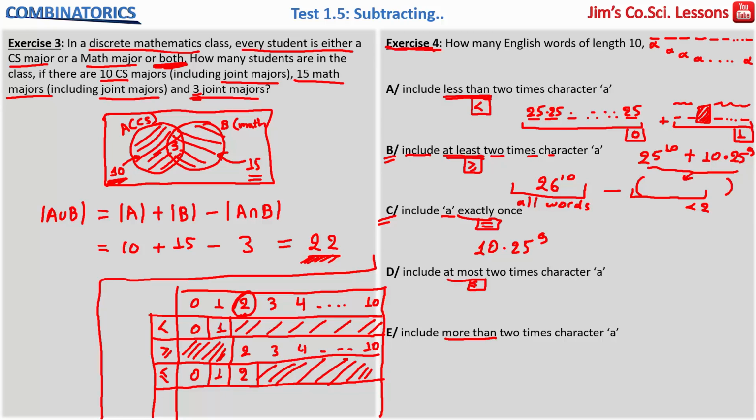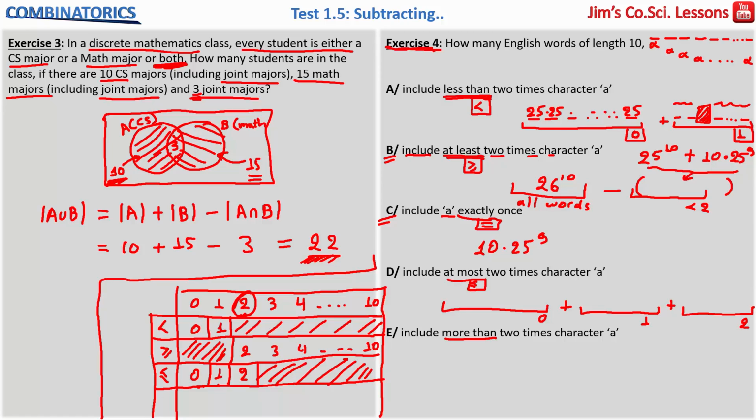So I won't use negation here because it's easier to count 0, 1, and 2 than to count 3, 4, up to 10. And here there are 3 cases. One case is that I will have 0 times character A. I have another case that I will have 1 time character A. And finally, I have another case that I will have 2 times the character A.